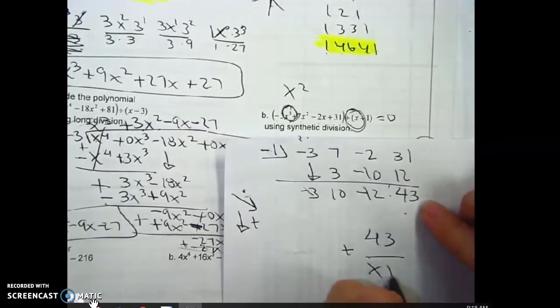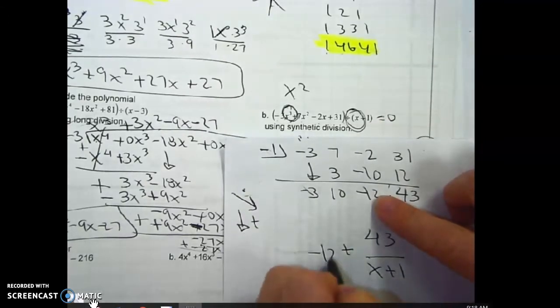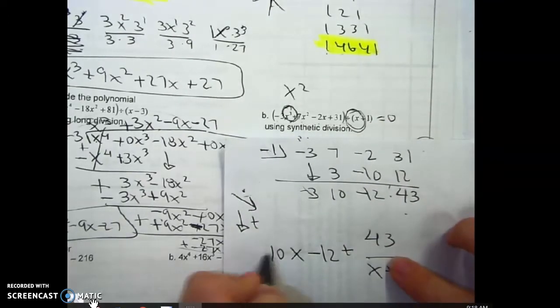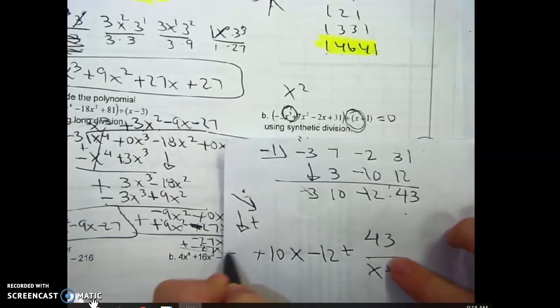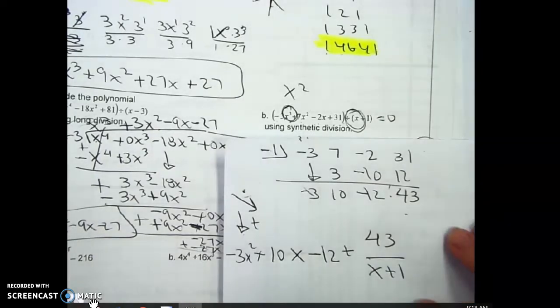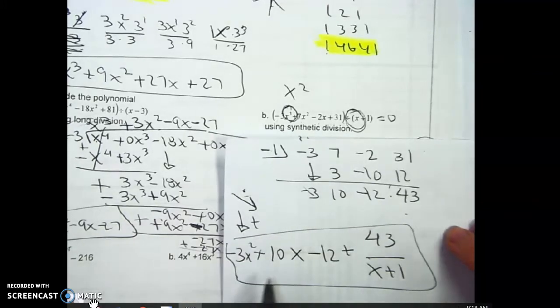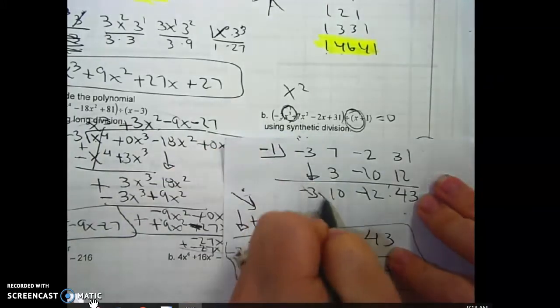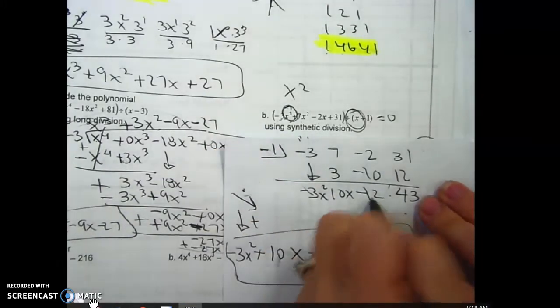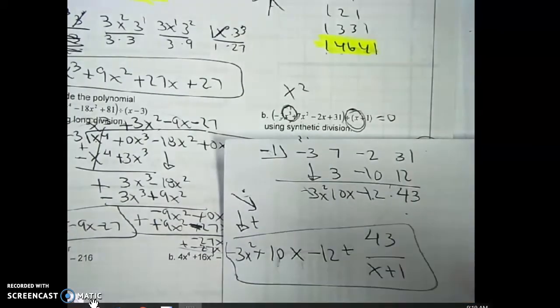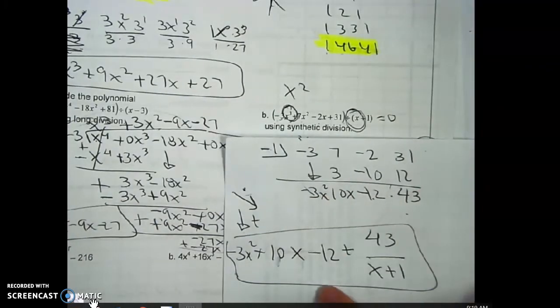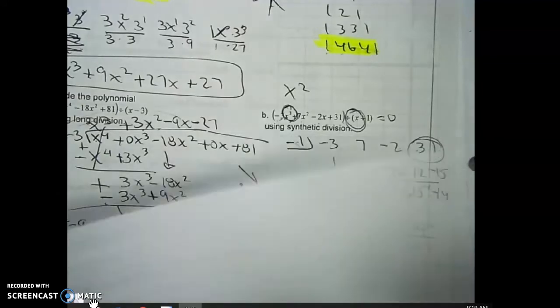over my divisor, and we work our way backwards. -12, 10x plus -3x squared. Now some of you go, that seemed confusing. Well, if this is x cubed, this is x squared, this is x, and this is a number. If it's easier for you to write it like that and then transfer it over, that's great.